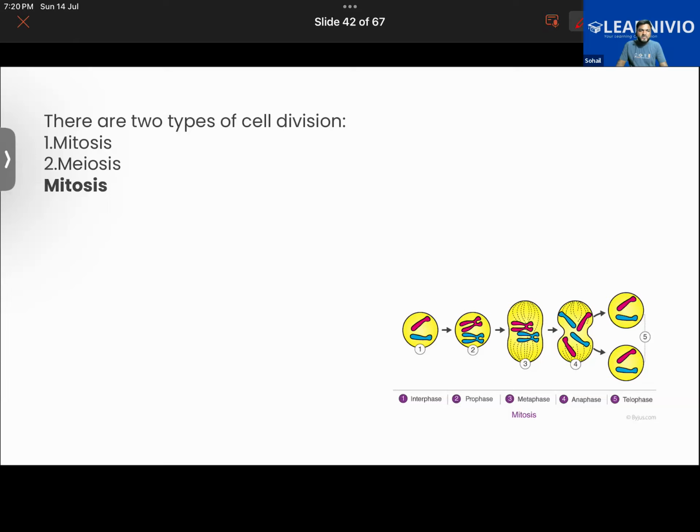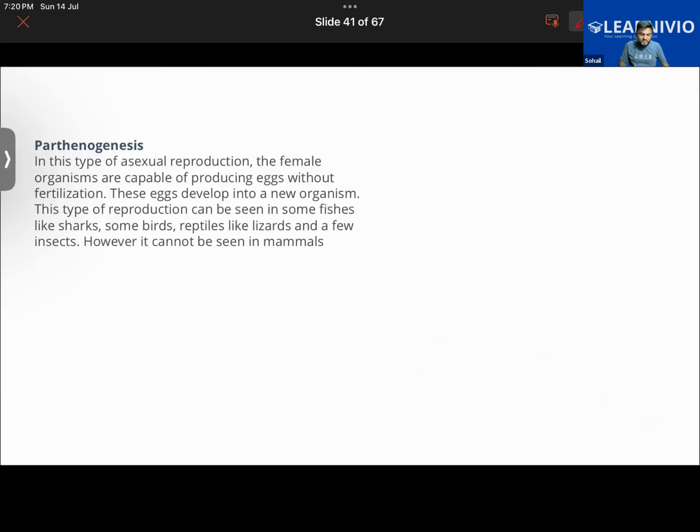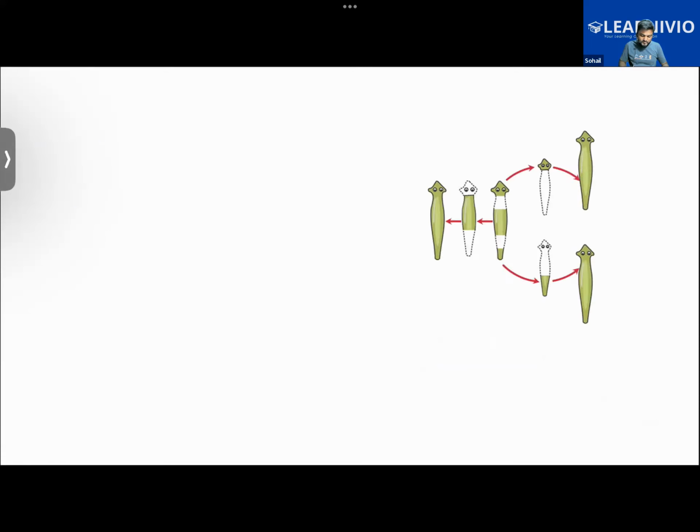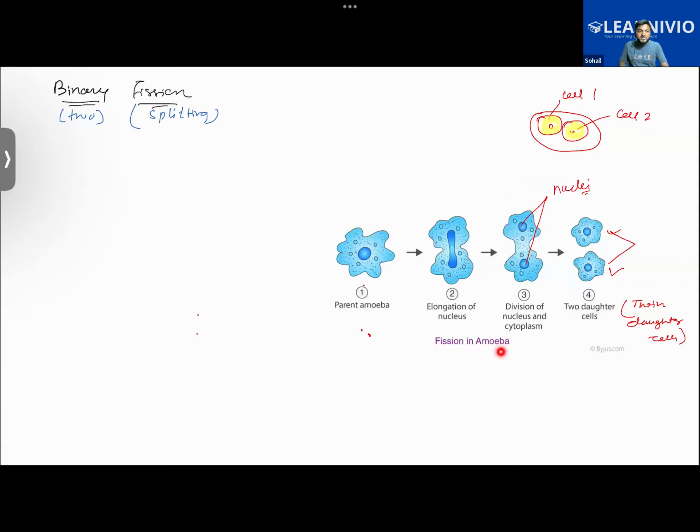Cell division usually happens in two ways. One is called mitosis, another is called meiosis. In the case of mitosis, what happens? One single parent divides into two daughter cells. You guys getting it? And the two daughter cells would be identical to each other. So the example of this amoeba that you see over here is doing a mitosis division.